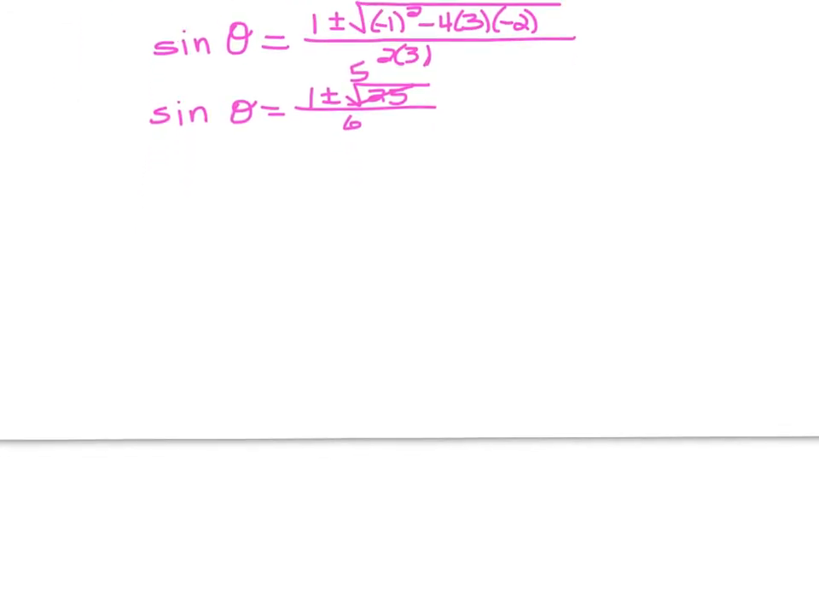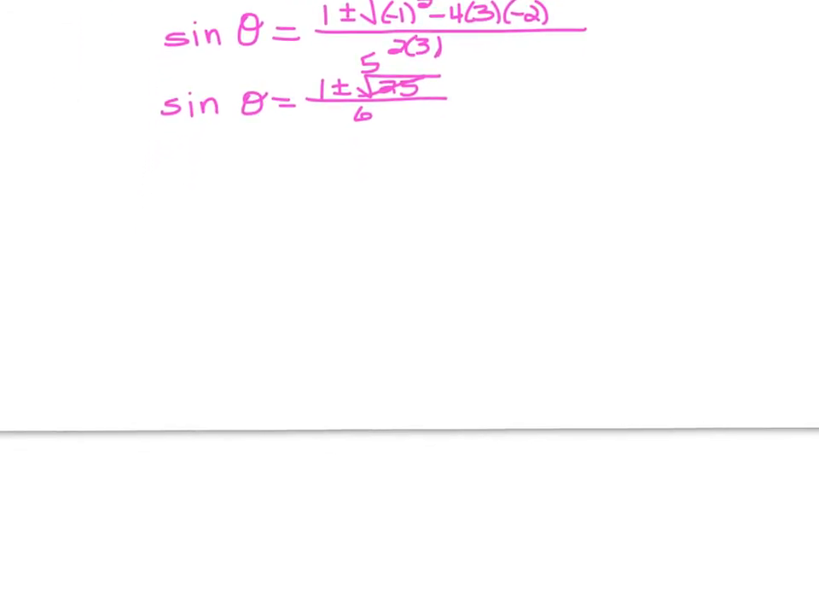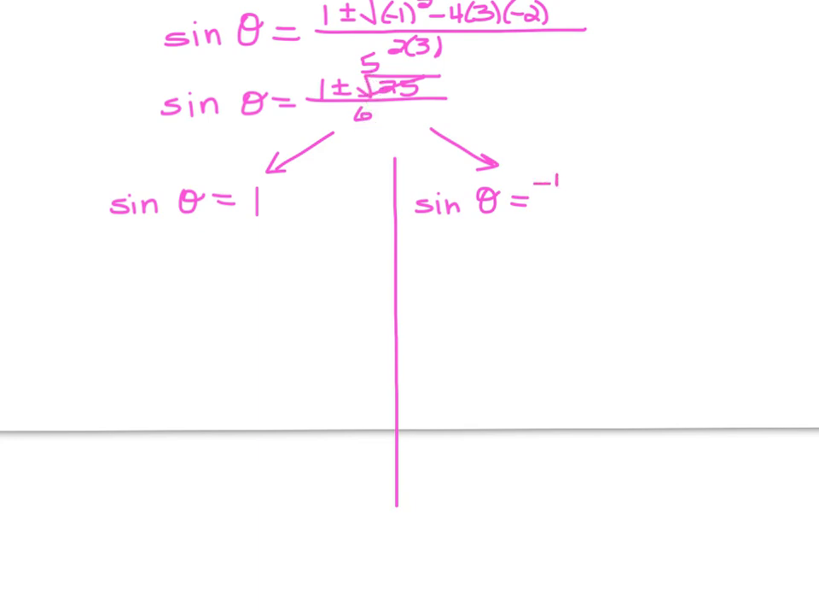All right, let me move this up a little. So now I'm going to just branch off my 2 columns here. All right, so on the left-hand side, we're going to have sine of theta equals, well, 1 plus 5 is 6, and 6 divided by 6 is 1. So we have sine of theta equals 1. Okay, and then on the other side, we're going to have sine of theta equals, and then 1 minus 5 is -4, and -4 over 6 simplifies to -2/3.